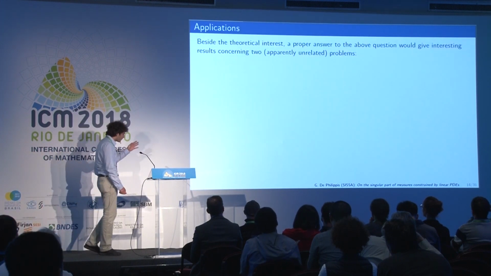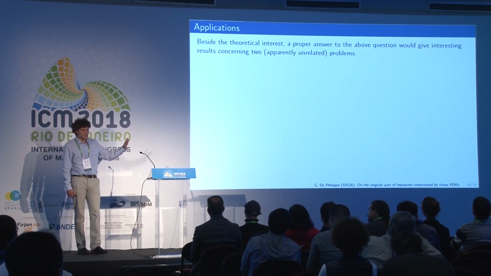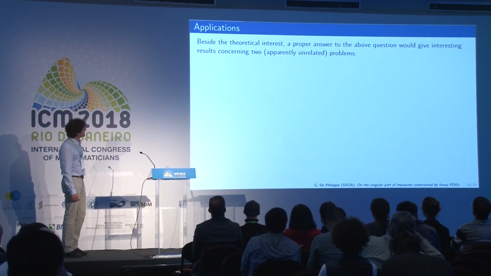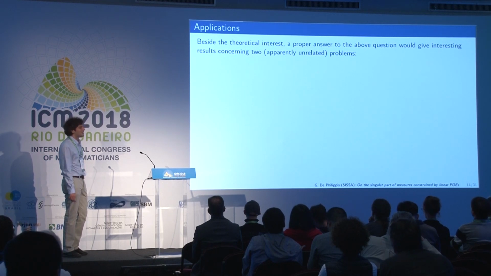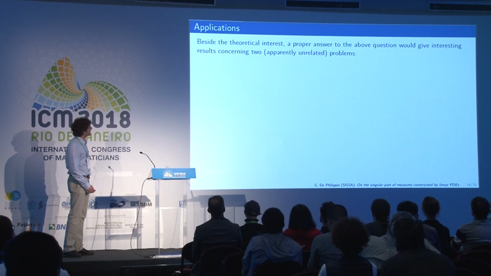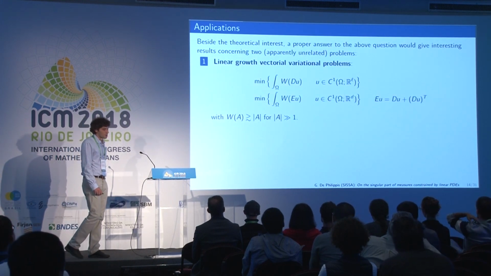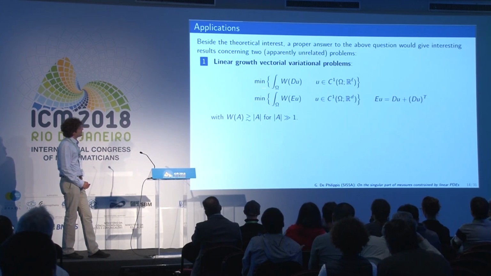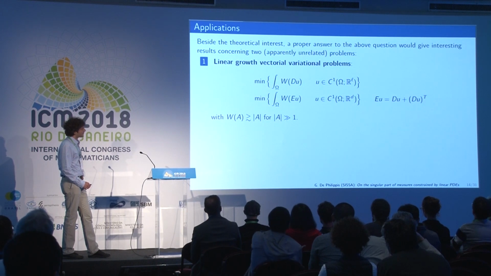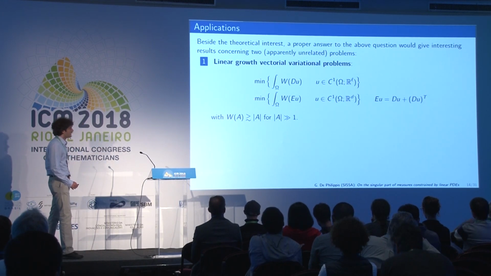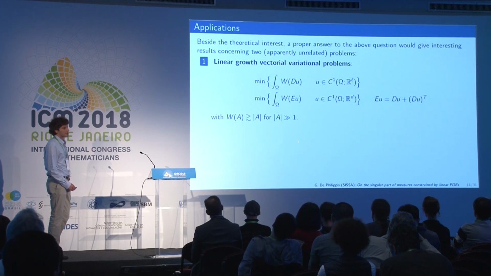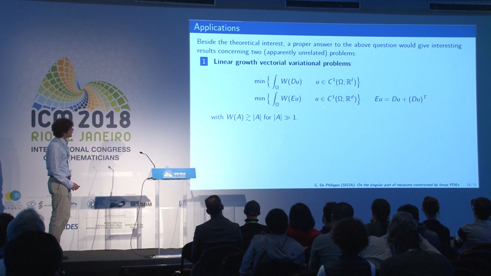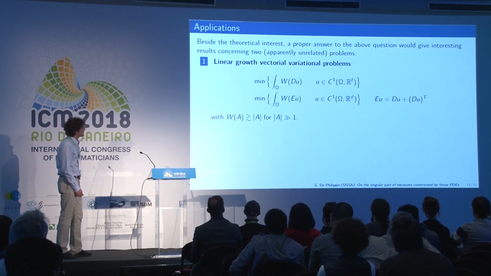Okay, so I was explaining how this question is related to the understanding of concentration, but there are a couple of other interesting applications of a possible answer to this question, which are quite, and surprisingly, unrelated. The first one is the setting of linear growth variational problems, when one is interested in minimizing some energy, which can depend either on the gradient or just on the symmetric part of the gradient. This type of energy is relevant in linear plasticity, and your energy density behaves linearly for large values of the entry. So these are what I'm calling linear growth variational problems.